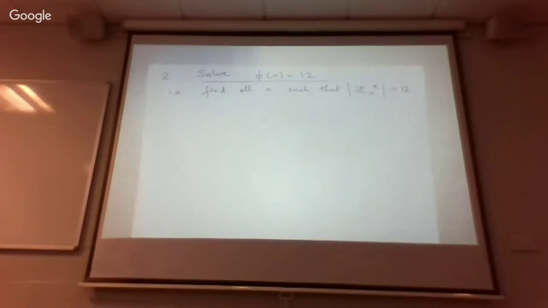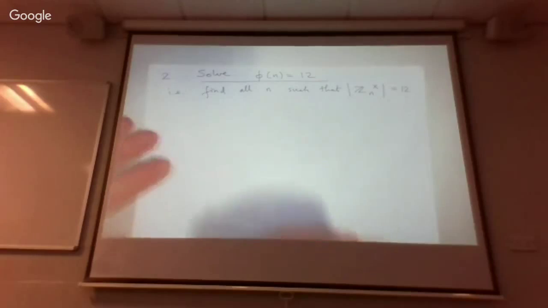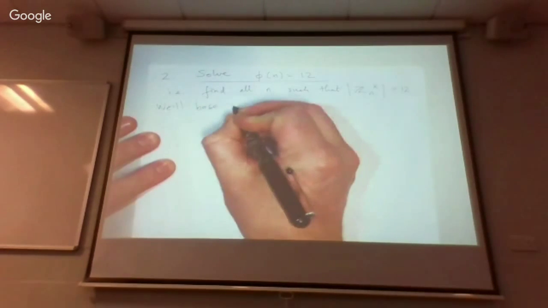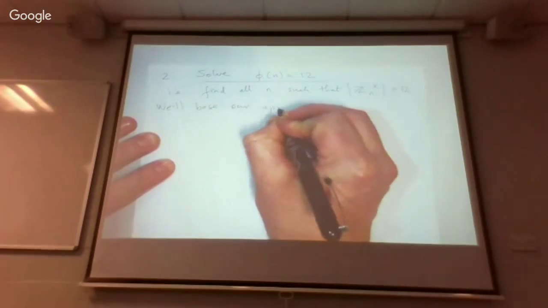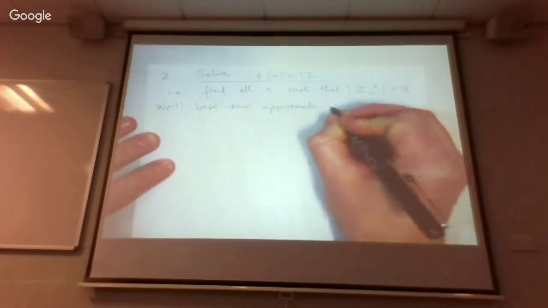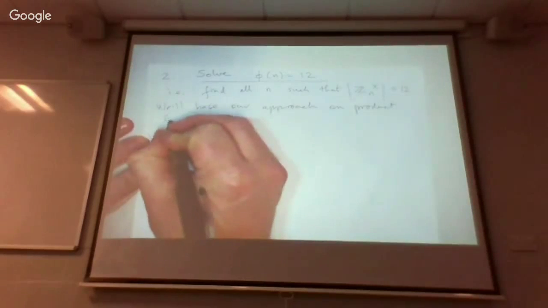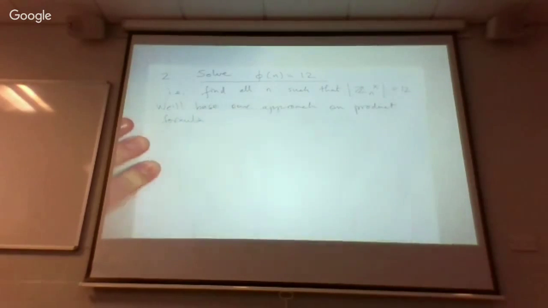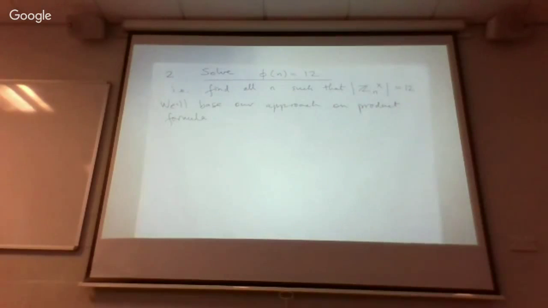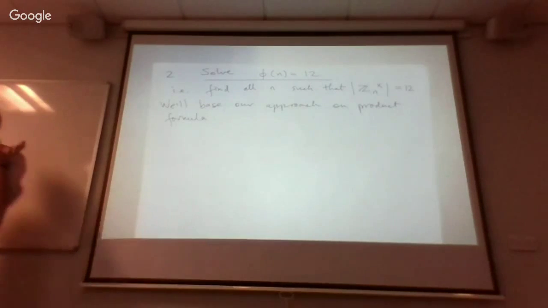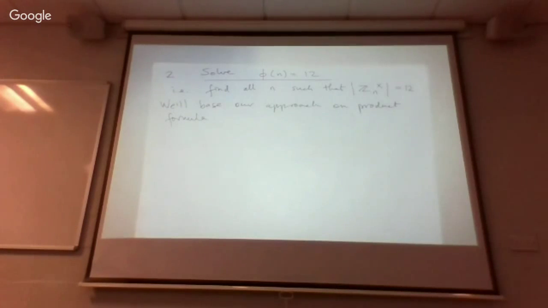So the way we should approach this is to work from the product formula. We'll base our approach on the product formula, because we don't really know much about n at the moment, do we? We know phi of n equals 12, but it doesn't immediately tell us anything about n. It tells us probably that n isn't that big.